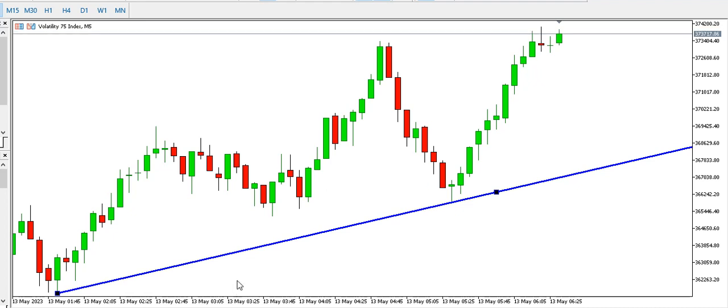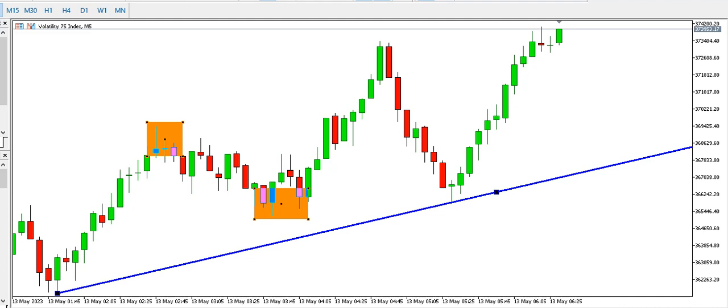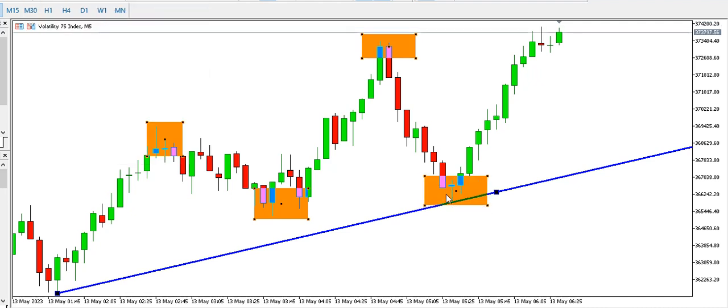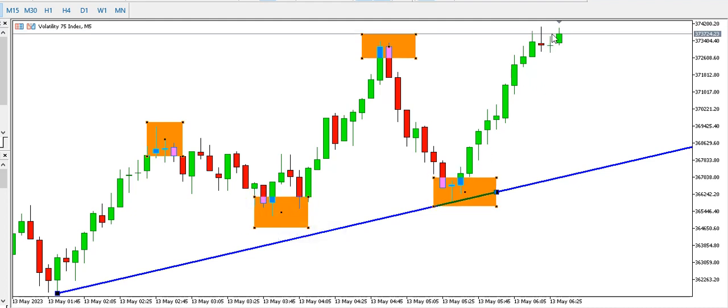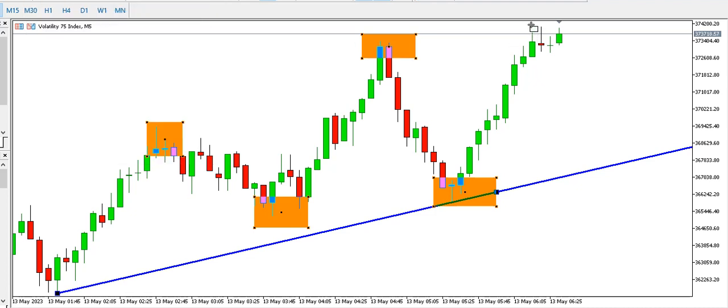So we have a higher high, like this higher high. This is a high. This is a low. This is a higher high, and this is a higher low. This particular low is higher than this low. And then we now have a higher high. So that's the bullish structure.